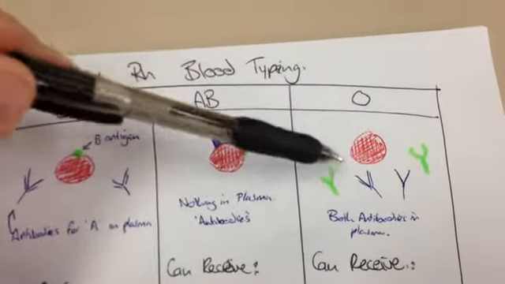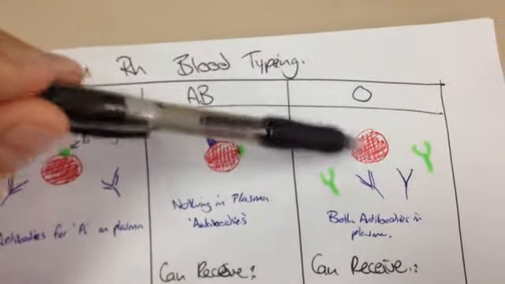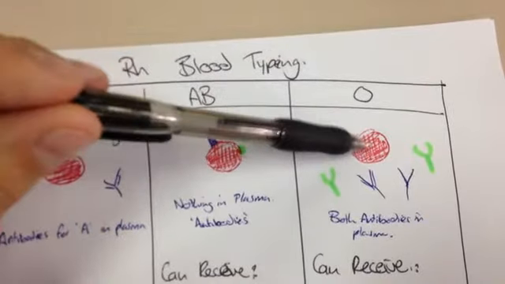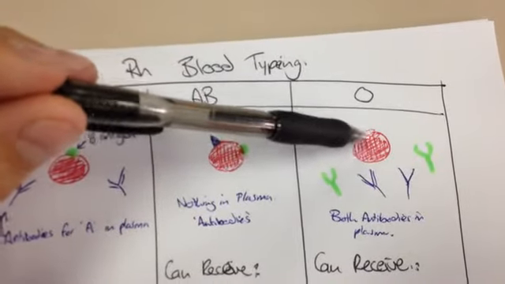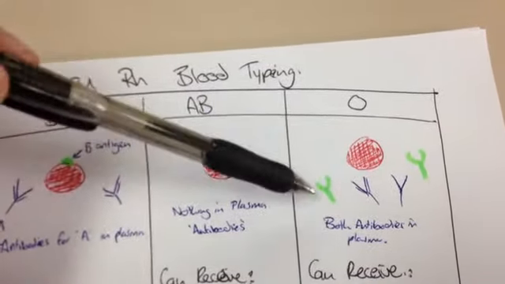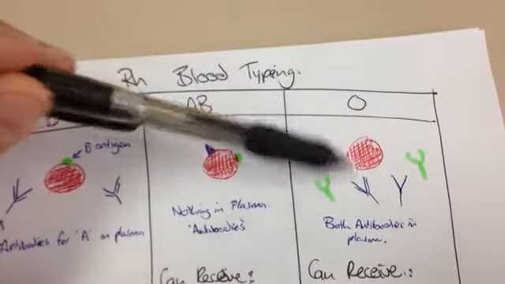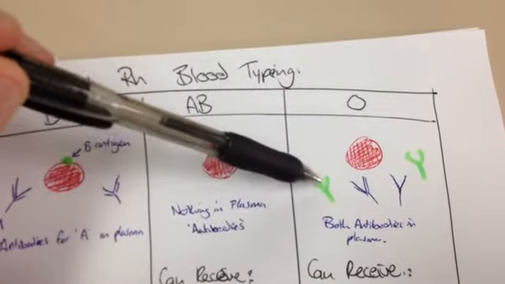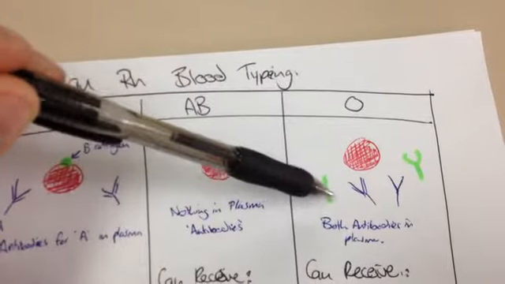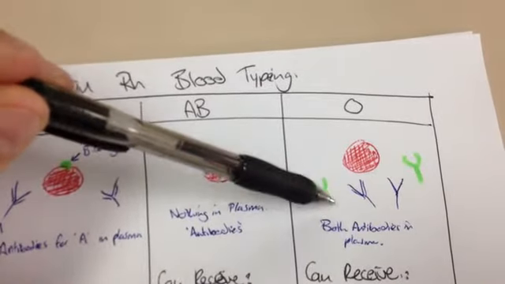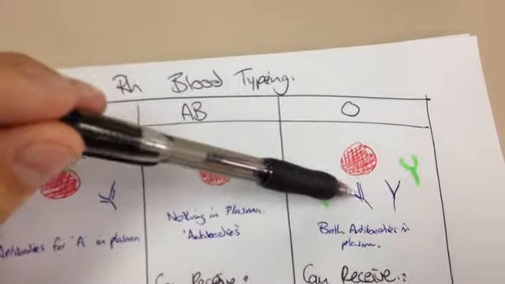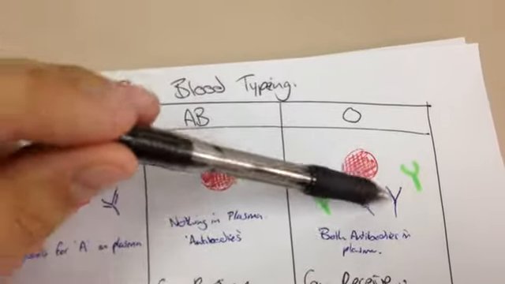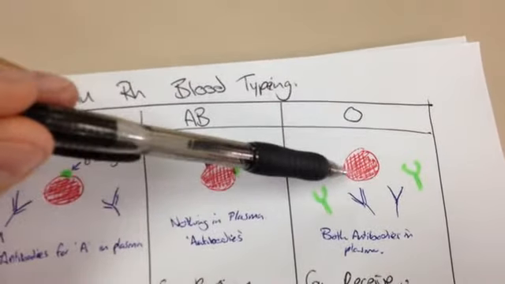And then O, we've got no antigens on the red blood cell, and because we've got no antigens on the red blood cell, we can have antibodies against both. So you can see that's my example of a B antibody, and an example of an A antibody, and it's got protection against both of those.